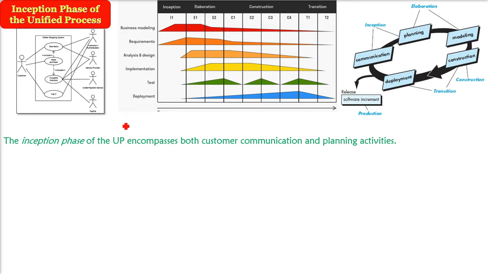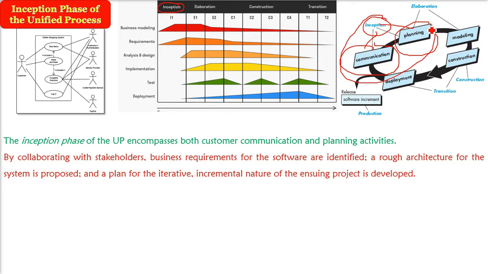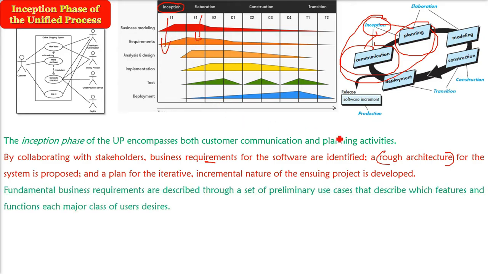The inception phase of this UP, we'll call it UP. Here the communication and the planning activities of the earlier SDLCs were combined. The framework activities were combined, so they were called inception: communication plus planning. Here, what is going to be done? First, you have to talk with the stakeholders. First, you have to identify the business requirement. Then a rough architecture, not the full architecture, but a rough architecture has to be proposed and made. Then the iterative, incremental nature, how you are going to achieve it, you have to finalize here in the inception phase.